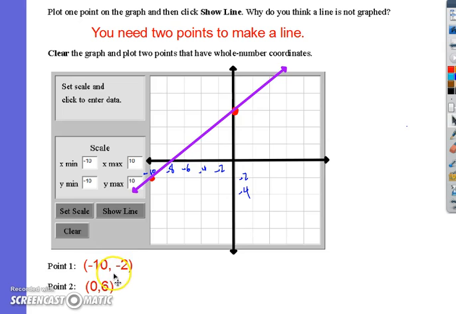We've got 2 points here, and I need the slope and I need the intercept. So I can go ahead and just highlight what the intercept is. The y-intercept is where the line intersects the y-axis, and I gave you that point. It's right here.